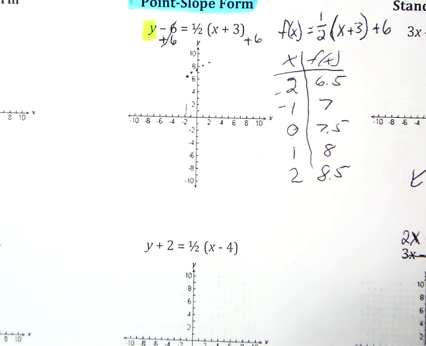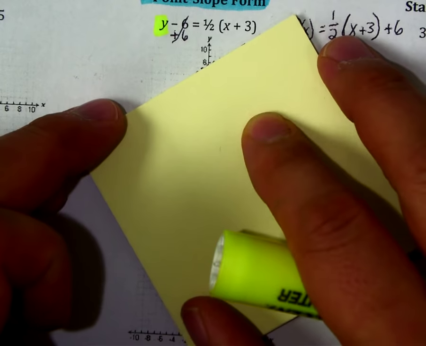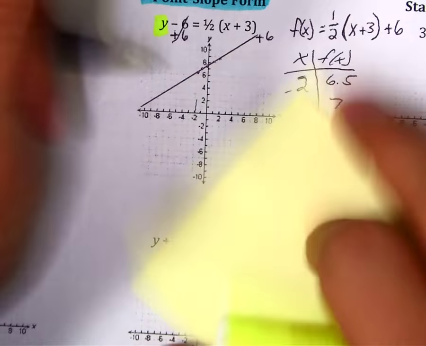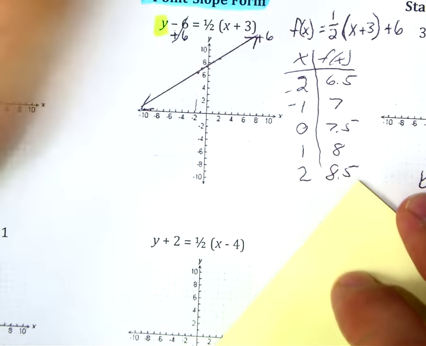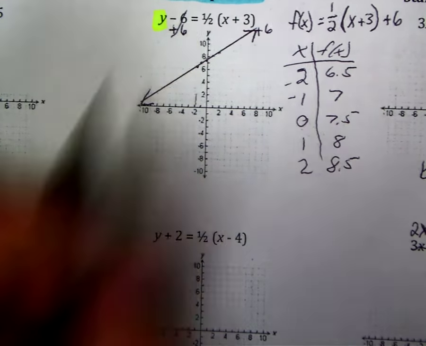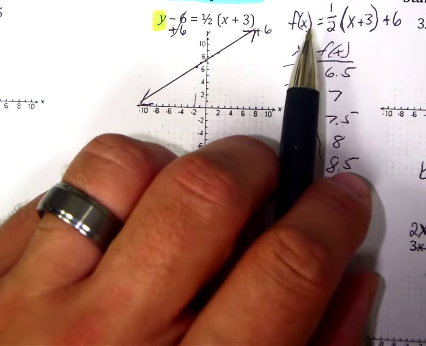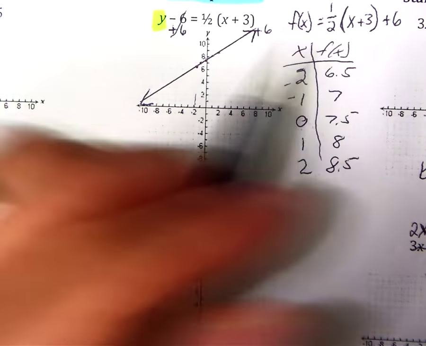If you notice, those are all really close together, but I do have my coordinates now to make my line. I will draw my line in and put arrows on the end. And now I have my equation in point slope form graphed by turning it into a function, and putting it in my calculator.